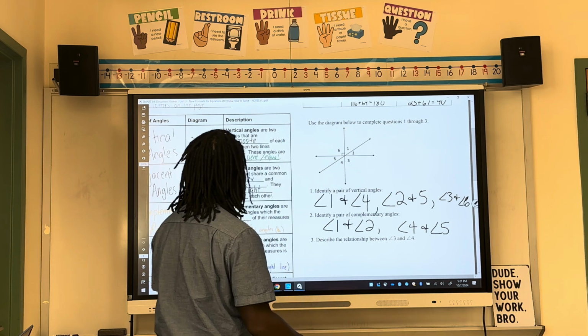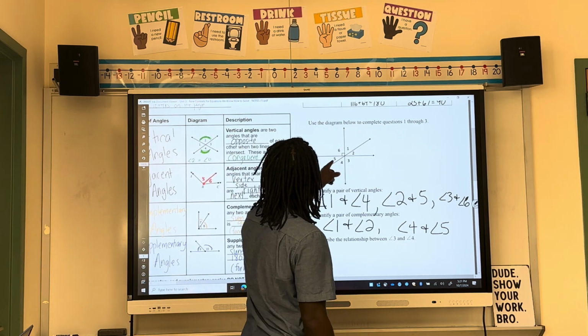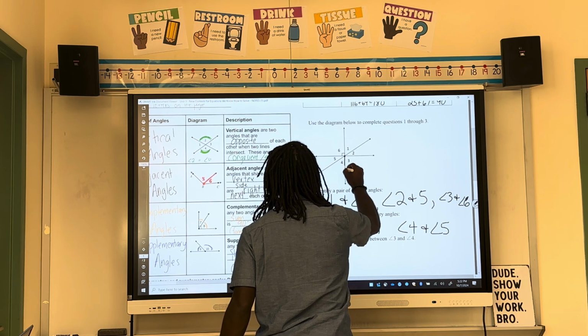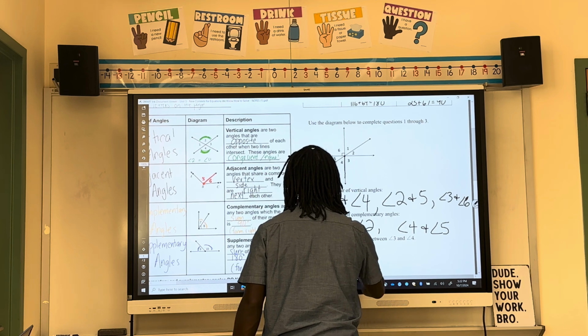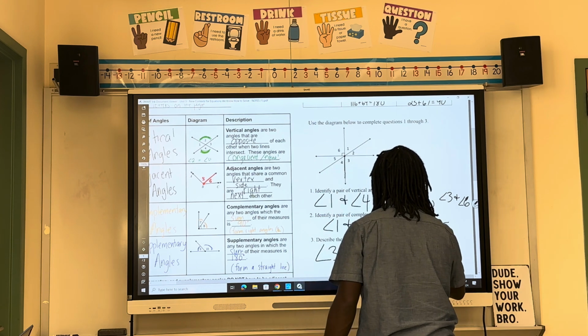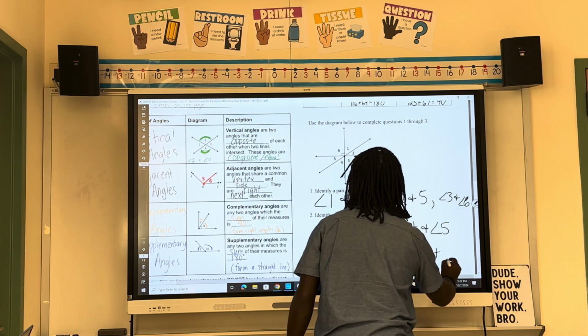And then lastly, number 3, describe the relationship between angle 3 and angle 4. Angle 3 and angle 4 are touching. They both have this point and this side. So angle 3 and angle 4 are adjacent angles.